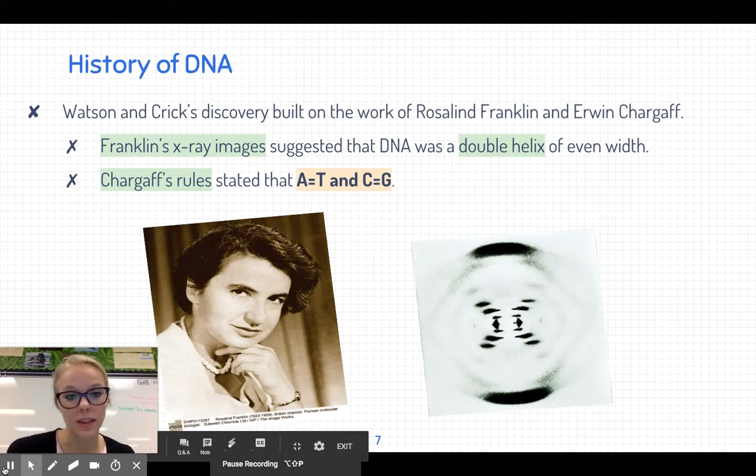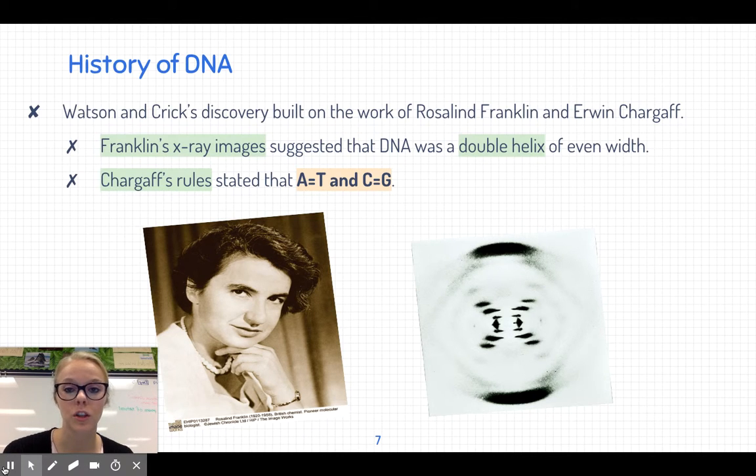They weren't the only ones that worked to help understand the structure of DNA. Watson and Crick's discovery built on the work of Rosalind Franklin and Erwin Chargaff. Keep in mind that Watson and Crick actually thought DNA was a triple helix, not a double helix, thinking it had 3 strands. It was Rosalind Franklin's X-ray images that suggested DNA was a double helix of even width. Unfortunately, she did not get credit for this until later in life. She even passed away before she was honored a Nobel Prize for her work.